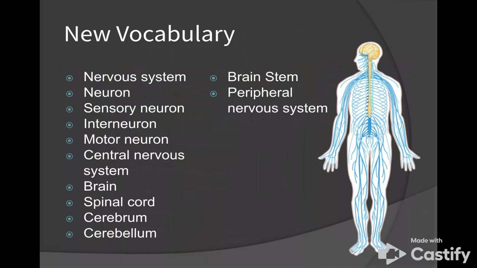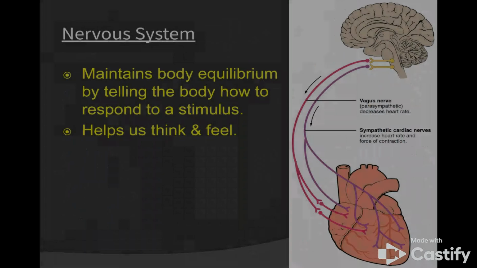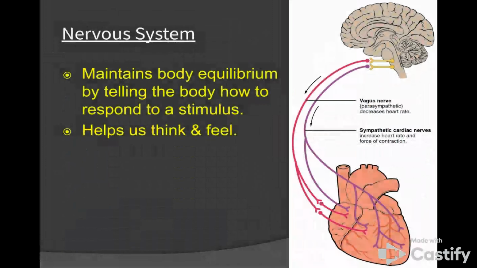There's so much new vocabulary. In this video, we're going to talk about the nervous system, the neuron, three special types of neurons called sensory, interneurons, and motor neurons, your central nervous system, your brain, spinal cord, cerebrum, and cerebellum, your brain stem, and your peripheral nervous system.